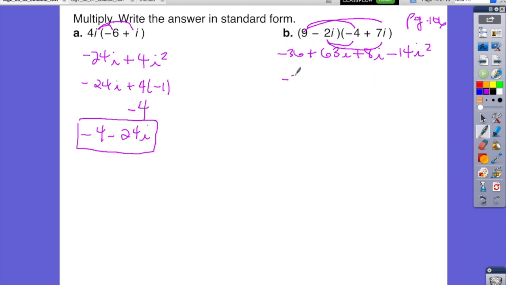Here's my real part, negative 36. What is 63i and 8i? 71i, good. And then remember, i squared is really negative 1, so that makes these two things plus 14. Okay, we're not done. Now we have to combine the real terms. What's negative 36 and positive 14? Negative 22 plus 71i.